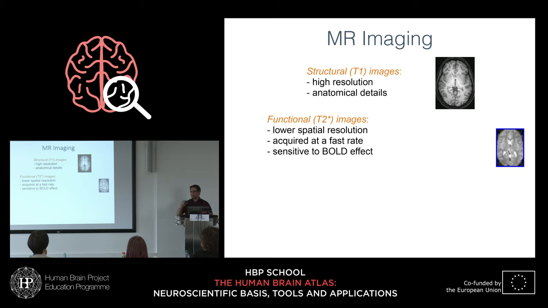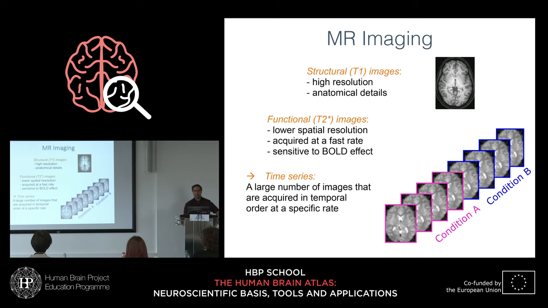Now, if you have a 3 by 3 by 3 millimeter cube, that's quite a lot of brain that's in there. But that's the resolution limit already on the physical side. They are acquired at a fairly fast rate, let's say 1 every 2 seconds. And they are sensitive to the BOLD effect. And I'm coming back to that in the next slide. The critical thing is, because they are acquired relatively fast, we can actually acquire a whole series, a time series, of these functional images. Now, how are these functional images, the values you see in there, linked to brain function?